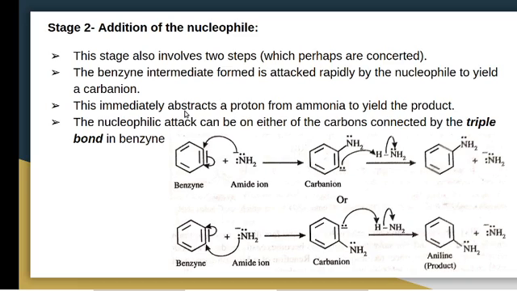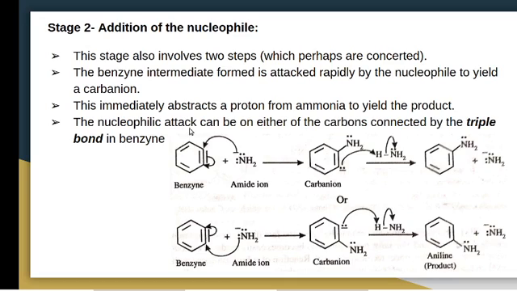Then this immediately abstracts a proton from ammonia to yield the product. The base here is ammonia. So the carbanion abstracts a proton from ammonia. This is ammonia. So this charge will get neutralized, forming amide ion and the nucleophilically substituted aminobenzene. So by replacing the Cl group from chlorobenzene with the NH2 group, we will get aminobenzene by following the elimination addition mechanism.